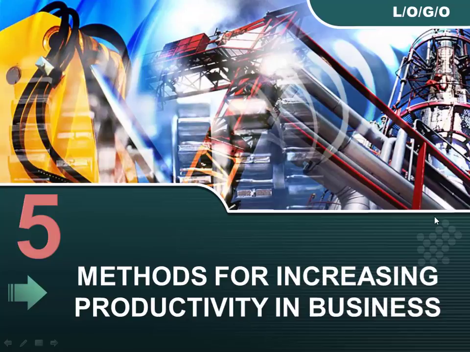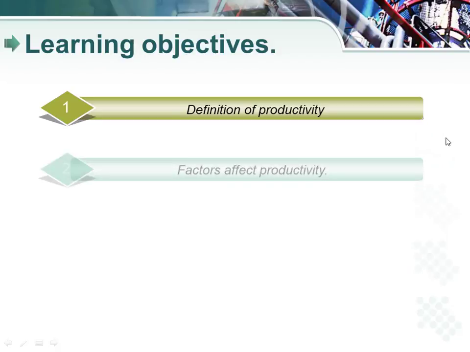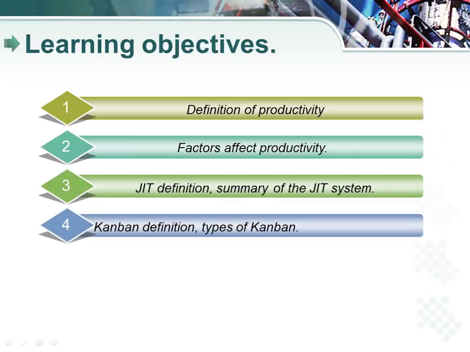Chapter 5: Methods for Increasing Productivity in Business. This chapter has 6 parts with 6 objectives that we have to learn. First, definition of productivity. 2. Factor aspect productivity. 3. JIT definition, summary of the JIT system.